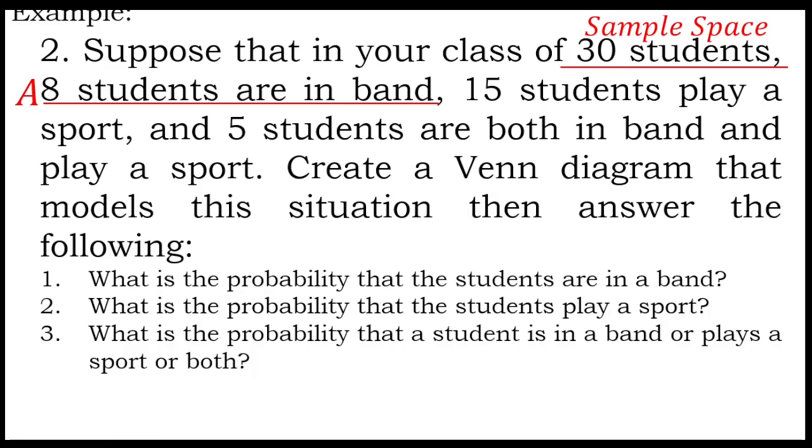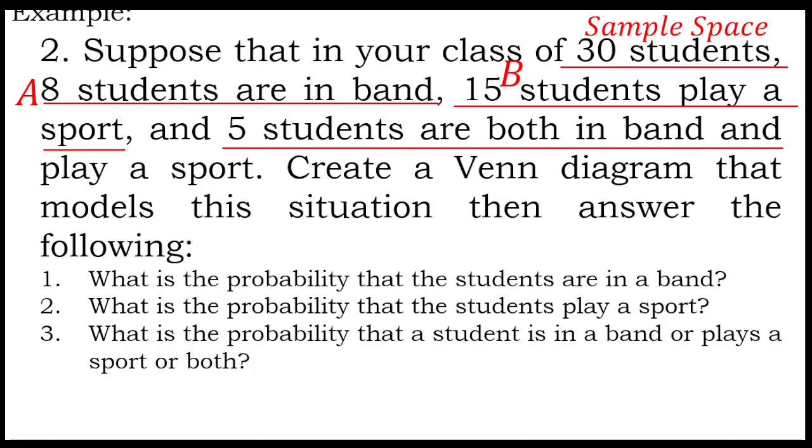Event A. And then, 15 students play a sport, which will be our second event, represented by B. And 5 students are both in band and play a sport. Take note of the word both. That means the student is in band and also plays a sport. Which means these 5 students signify the intersection. So, when we draw the Venn diagram, the 5 goes first in the middle. Okay? Now, using this, let us now solve the first question.